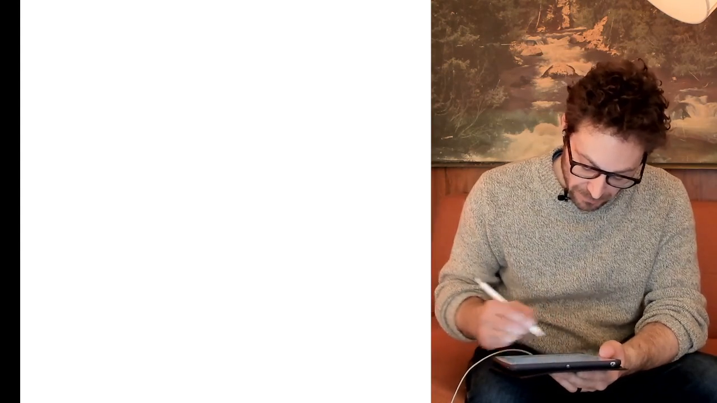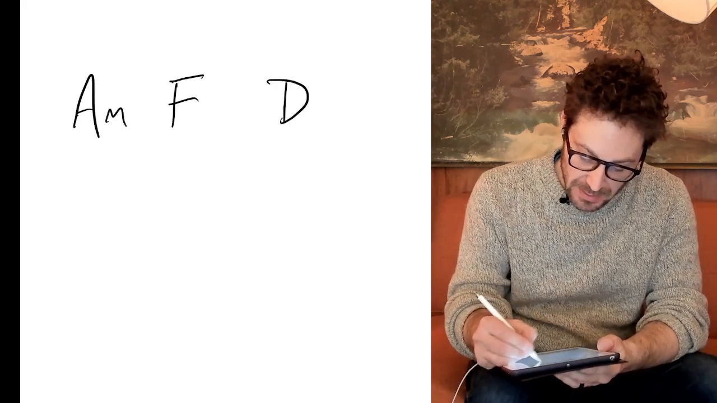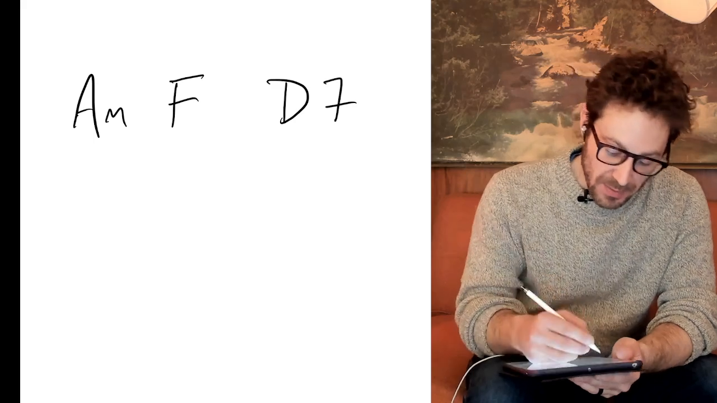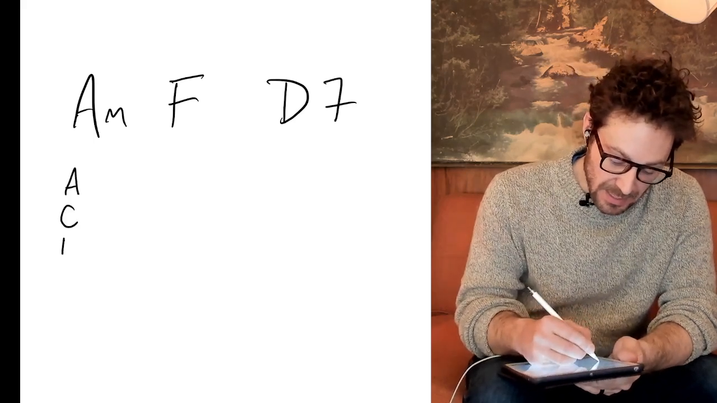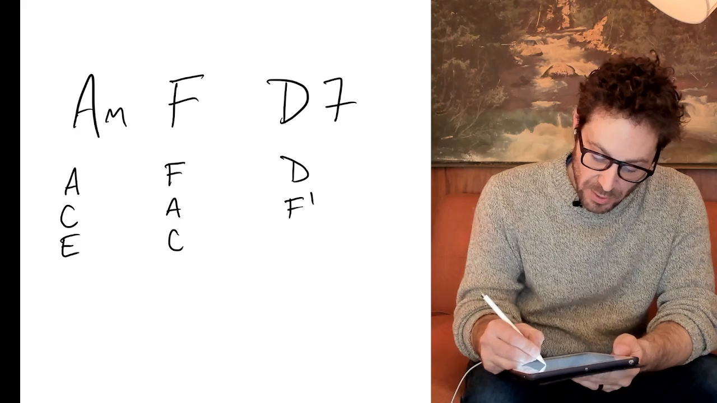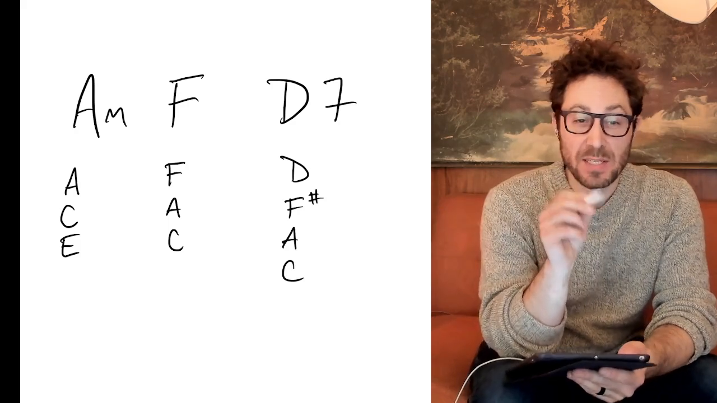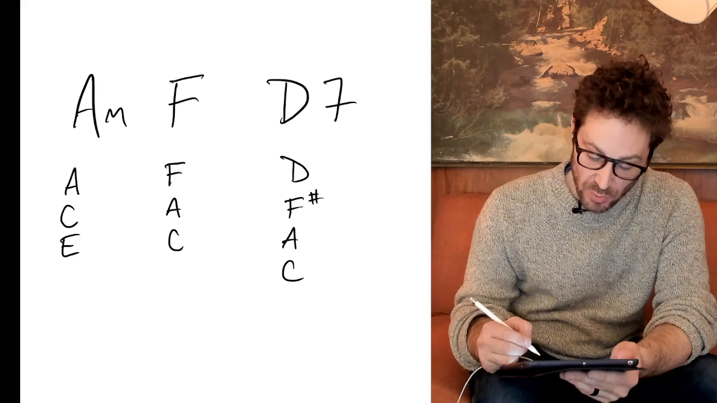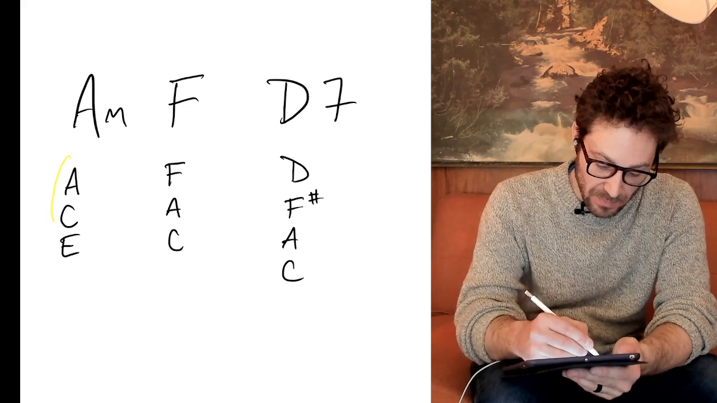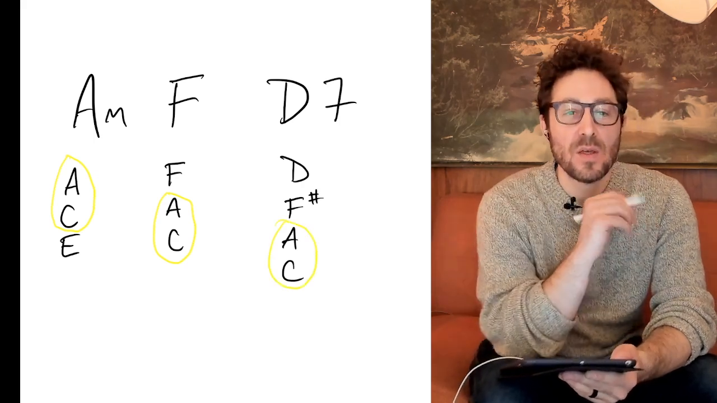The chords. A minor, F, D7. Okay? I know we're spending a little time on the whiteboard, but I want to. This is going to be A, C, E, to F, A, C, to D, F sharp, A, and C. So there's a lot that they have in common, but check this. You're going to see like the A and the C are in all of it. So we'll put a nice little mark right there. They all hold together.